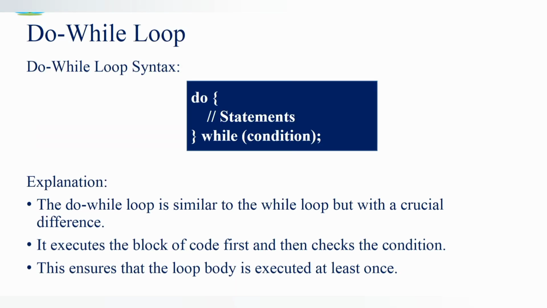Next, do while loop. The do while loop is similar to the while loop, but with a crucial difference. It executes the block of code first and then checks the condition. This ensures that the loop body is executed at least once. Here we have the do while loop syntax. Initially, the do keyword is used, which is followed by the code to be executed. At the end of the loop, while condition is used.